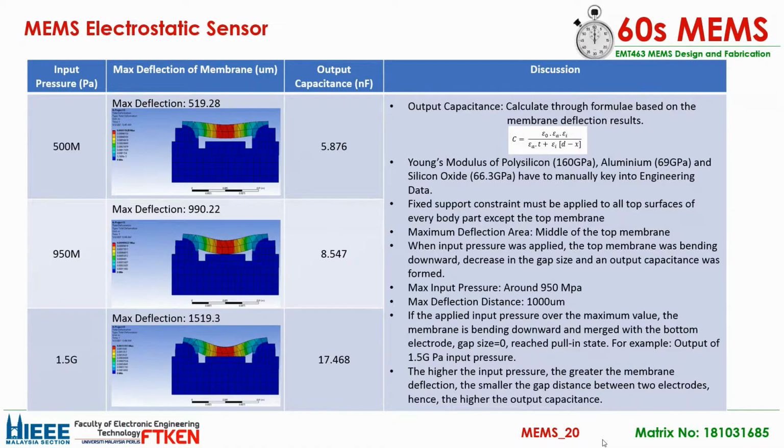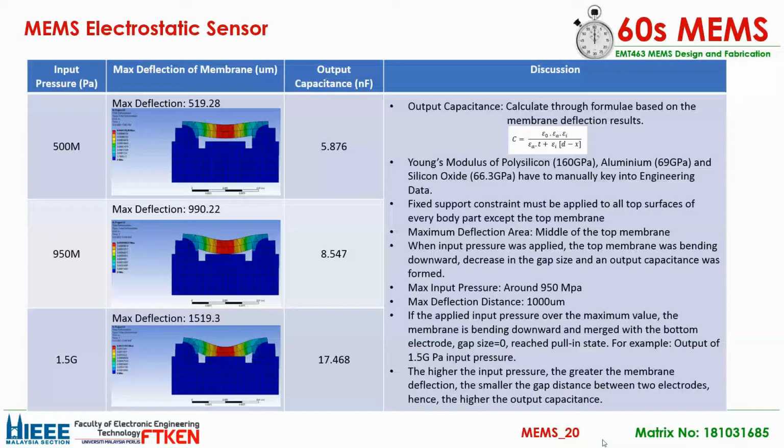Before the simulation starts, the Young modulus of the materials needs to be manually keyed into the engineering data, and the fixed support constraint must be applied to all top surfaces of every body part except the top membrane. In this project, the input pressures used for this simulation are 500 megapascal, 950 megapascal, and 1 gigapascal. Here is the result of the maximum deflection of the top membrane of the device. It is measured in micrometer.